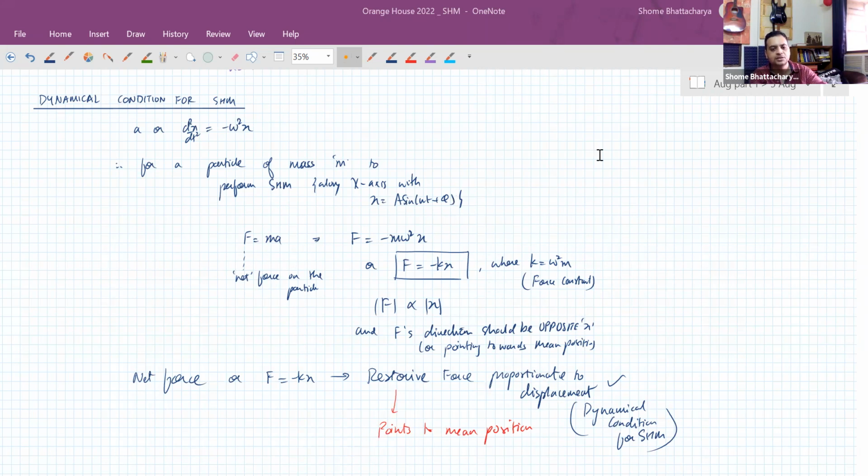And with that, we'll conclude SHM and we'll come to the next part of oscillations, which will be the pendulums, which do what is called the angular harmonic motion. Simple harmonic motion is harmonic motion along a straight line, and angular harmonic motion is angular motion instead of straight line motion, but which is harmonic with respect to time, or sinusoidal with respect to time. So simple pendulum, physical pendulum, all those will be examples of that.